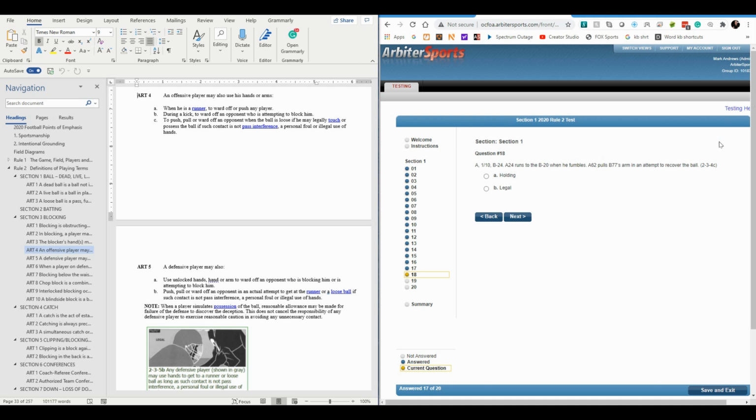Okay, the rules reference is 2.3-4C, and it says an offensive player may also use his hands or arms when he is a runner to ward off or push any opponent. That's the old straight arm, stiff arm. During a kick to ward off an opponent who's attempting to block him. To push, pull, or ward off an opponent when the ball is loose, if he may legally touch or possess the ball, if such contact is not personal pass interference, a personal foul, or illegal use of hands.